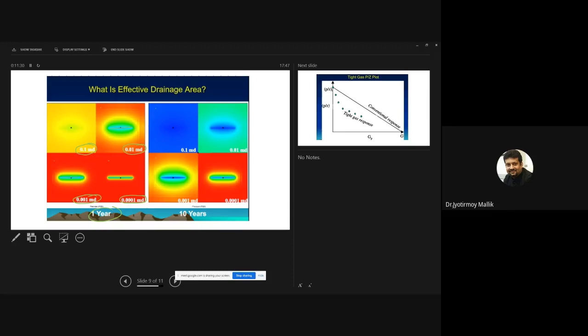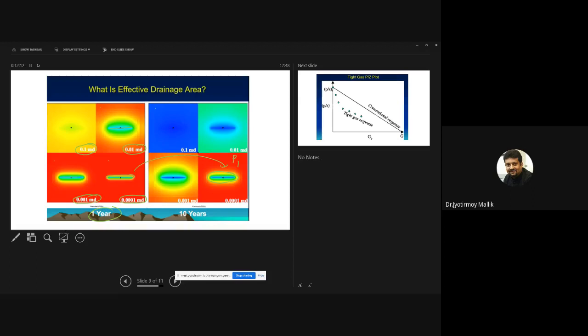As my permeability decreases, the drainage area keeps decreasing. For the 10 to the power minus 4 millidarcy case, you can see how small the drainage area is after 1 year, and that has not significantly changed after 10 years. So we have only drained from this amount of area. After 1 year, this is the area drained by this horizontal well, and after 10 years, just this. The rest is still virgin pressure.